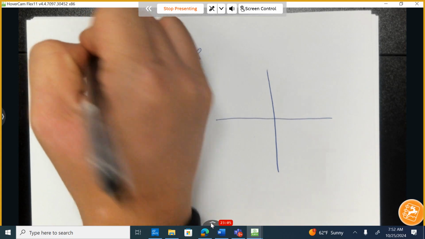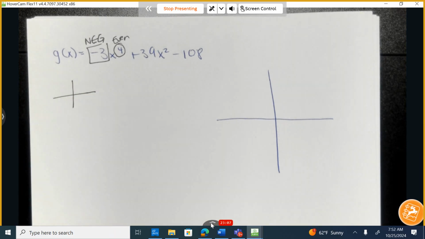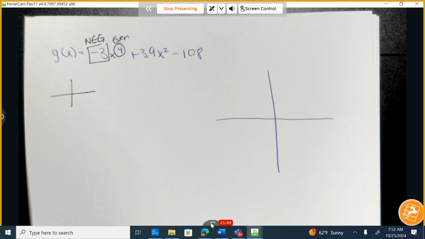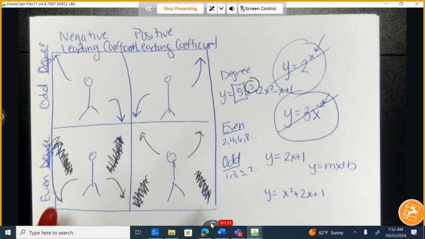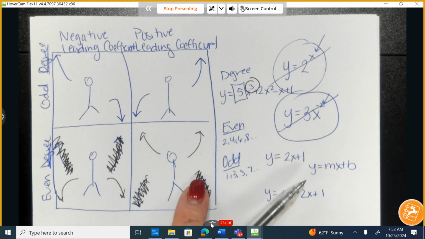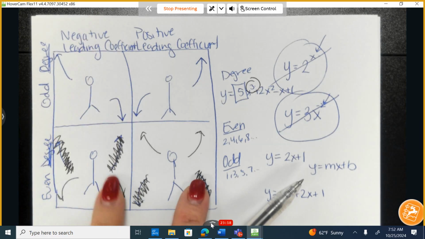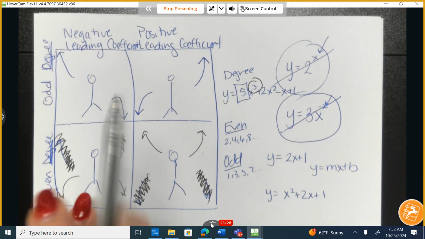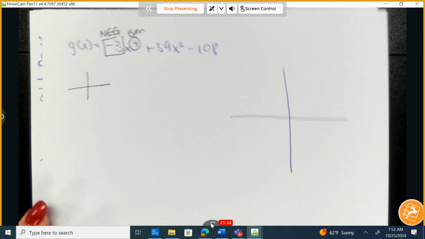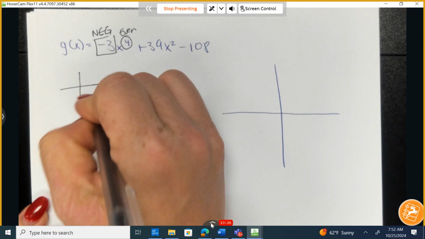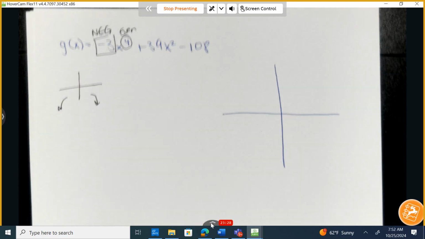Now, I'm going to come over here. I'm going to make myself a very simple graph, and I'm going to refer back to that chart. So here's the chart. I'm looking for even, negative. Here's even. Thank goodness that Noemi caught my mistake right away. So negative, even is down on the left and down on the right. So I'm going to come back here. I'm going to go down on the right and down on the left. That's helping me make a little prediction.